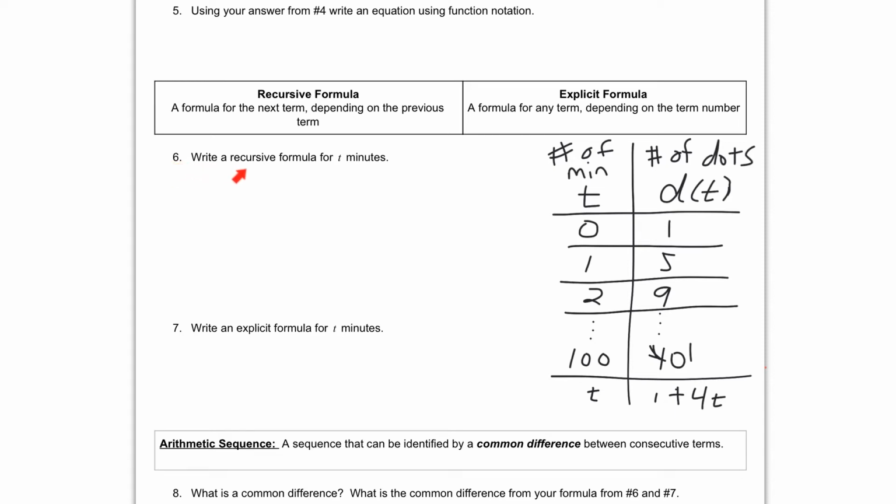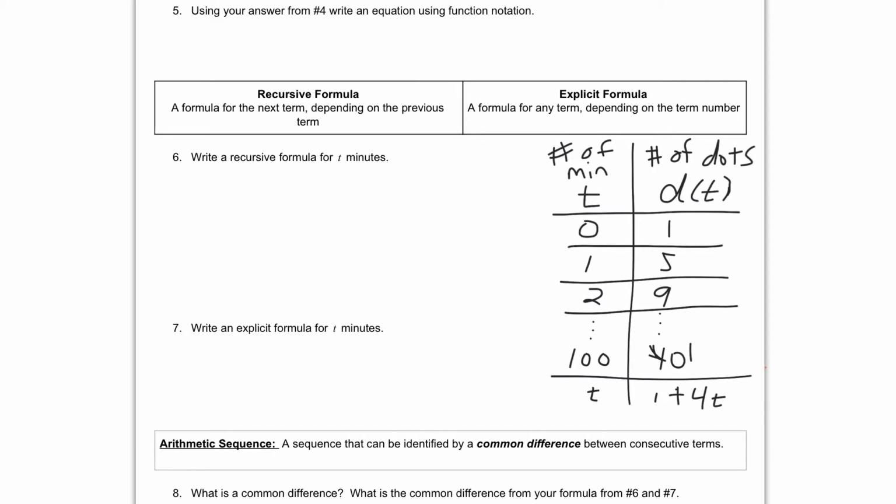Number 6 says write a recursive formula for t minutes. The key here is that recursive formula. So a recursive formula is in the box above the definition. It's a formula for the next term depending on the previous term. So we could write it in two different ways. One is writing it in words.